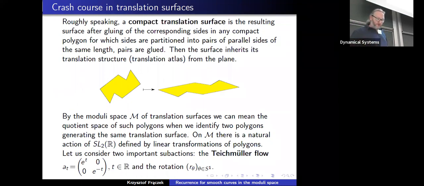And on this complex orbifold, we have a natural SL(2,R) action. This SL(2,R) action is given by linear transformations of polygons. We start from a polygon and transform it linearly, and of course, pairs of parallel sides which have the same lengths are maintained, and we obtain another polygon whose pairs of sides we can glue together, obtaining another translation surface. And there are two extremely important subactions. The first one is the Teichmüller flow, which is given by the subaction of diagonal matrices, and the other is given by rotations.